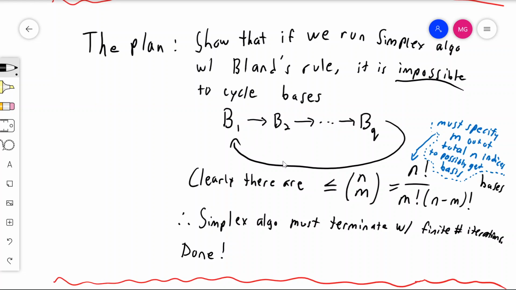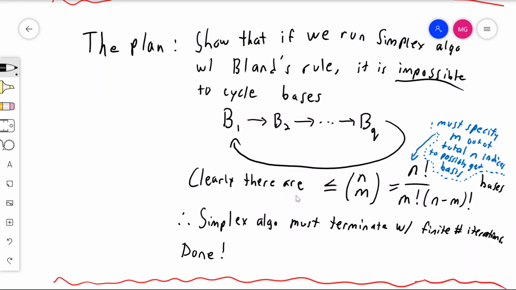So why does that imply that the algorithm has to terminate then? Well, we're saying here, if you can't cycle bases, then each basis can be visited at most once. Because if you visit it twice, then you've looped around. So there's no cycles. So every basis can be visited at most once in the simplex algorithm. And we have an upper bound for the number of bases. In order to specify a basis, there's n total columns, and I need to make m choices of indices to give me a basis. So at most, there's n choose m bases. There's some formula for it, but it doesn't really matter what the formula is. It's just finite, is the point. So there's a finite number of potential bases.